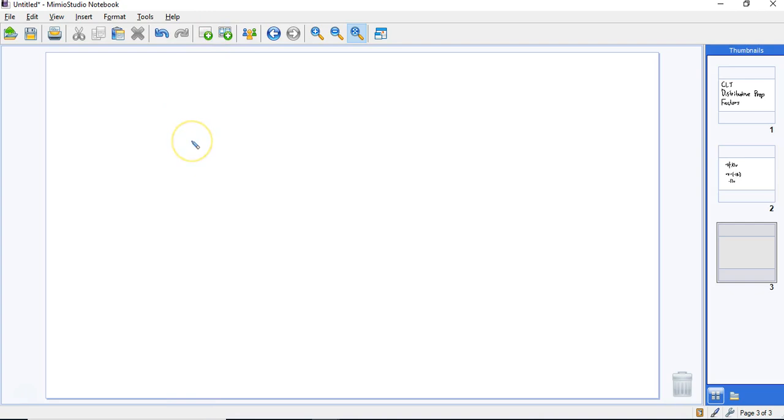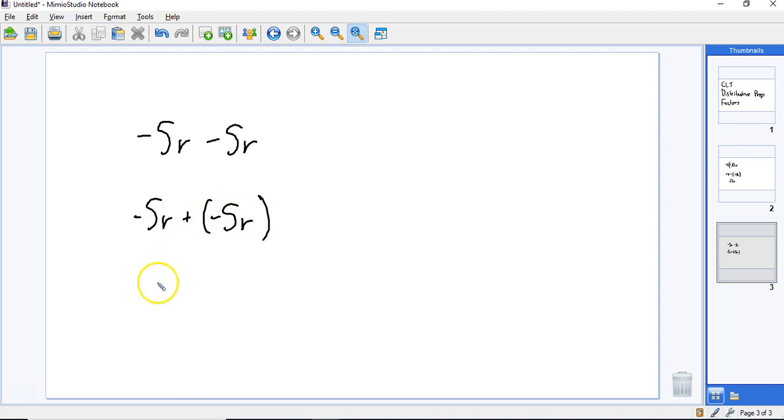Moving on to the next one. I've got negative 5R minus 5R. Okay, this pertains to the same one as before. The R is raised to the first power. This R is raised to the first power. They are like terms, so I'm going to be able to add them both. And then I'm just going to get 5 plus 5 is 10. They're both negative. So negative 10R.